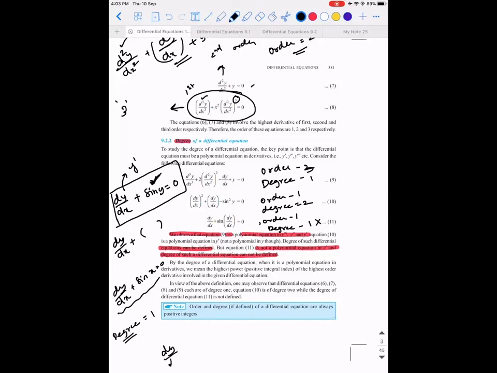Whereas if I have dy by dx plus sin of dy by dx, can we define the degree for it? No, sir. What is the reason for it? Because sin is having neither a dependent nor an independent variable. It is having a differential coefficient inside, which is not allowed. So degree cannot be defined for equations which do not satisfy the polynomial condition. If you do a few examples, you will understand.